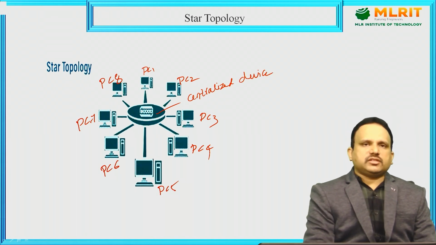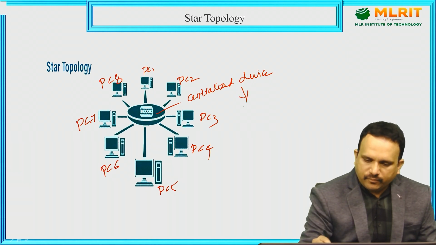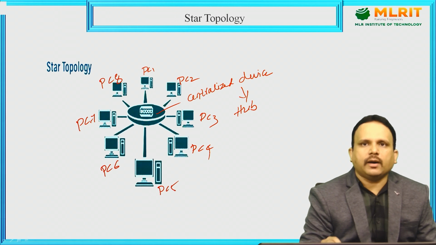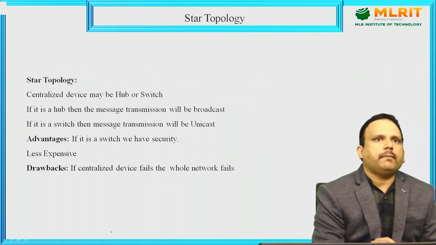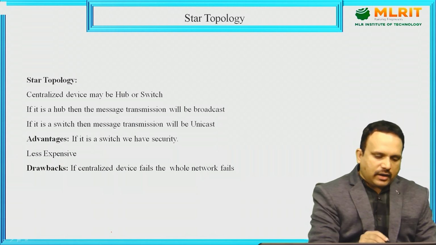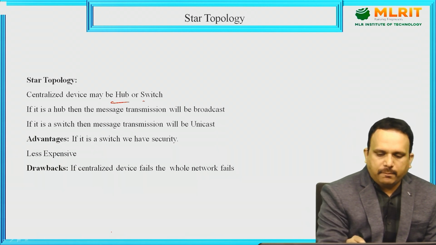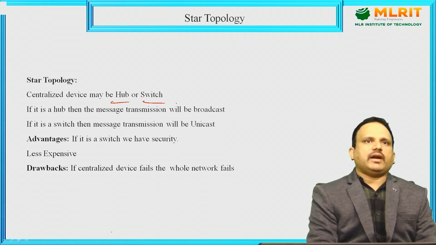All the stations are connected to the centralized device, which may be a hub. So here the centralized device may be a hub or a switch. So what is the disadvantage with respect to a hub and what is the advantage with respect to a switch?